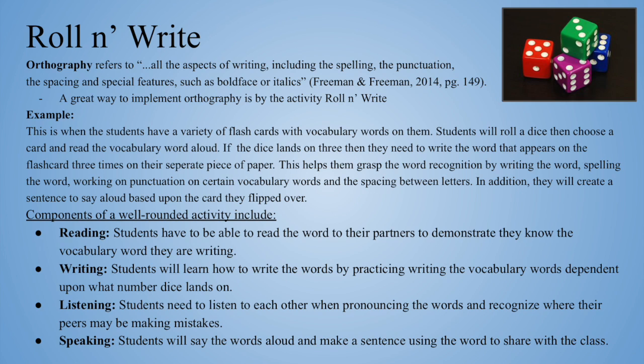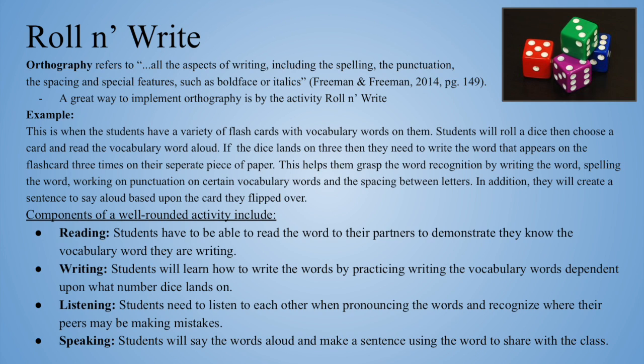This helps them grasp word recognition by writing the word, spelling the word, working on the punctuation on certain vocabulary words, and the spacing between letters. In addition, they will create a sentence to say aloud based upon the card that they flipped over. The components of a well-rounded activity include reading, writing, listening, and speaking.